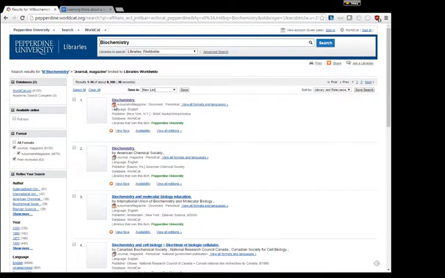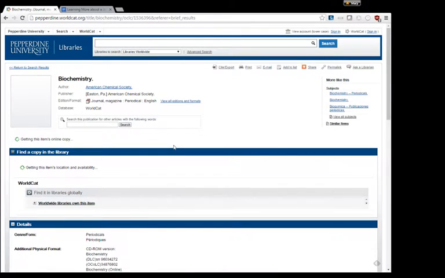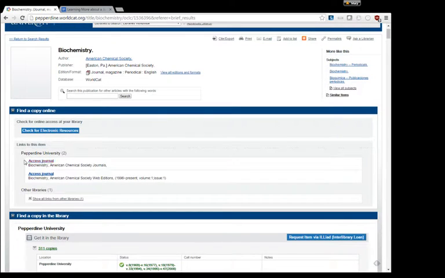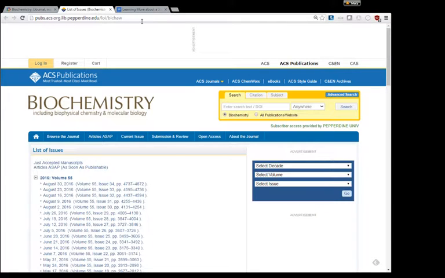And here I see, because it's not a particularly unique name for a journal, two different journals. And we want this one because this one's published by the American Chemical Society. So I'm going to click here and click on Access Journal under the Find a Copy Online. And here I'm taken to what is a homepage in the ACS Publications website for the journal Biochemistry.